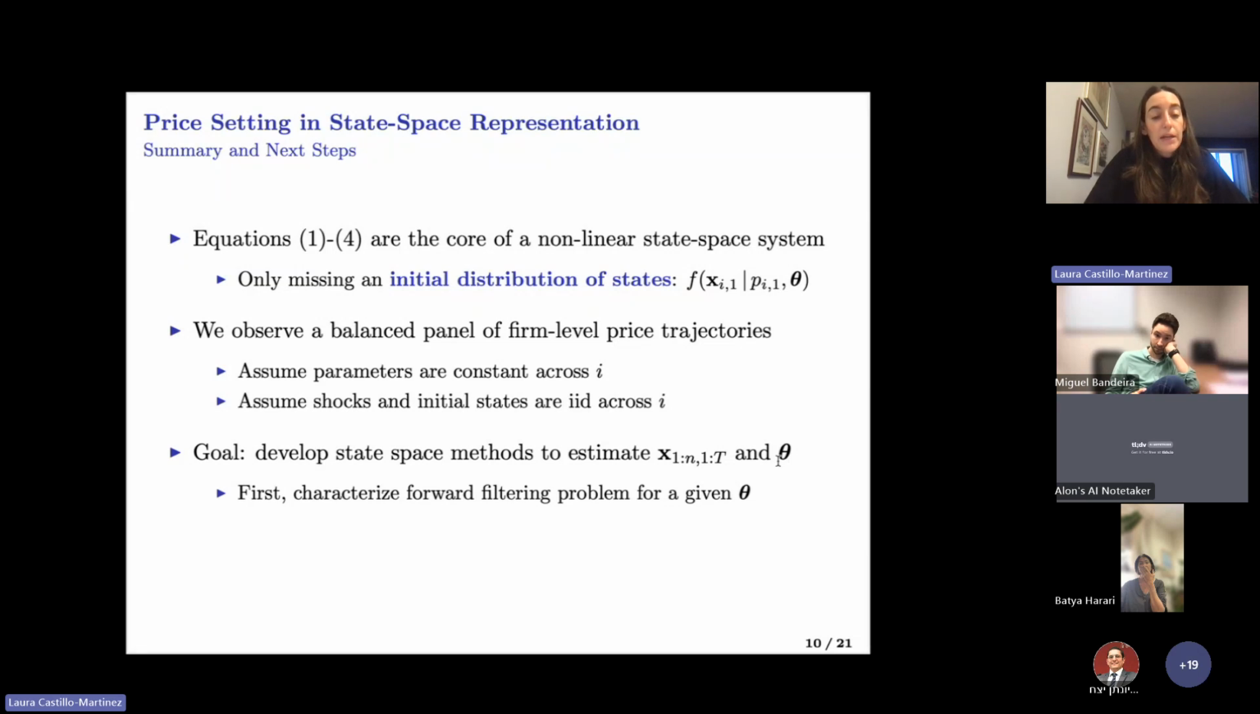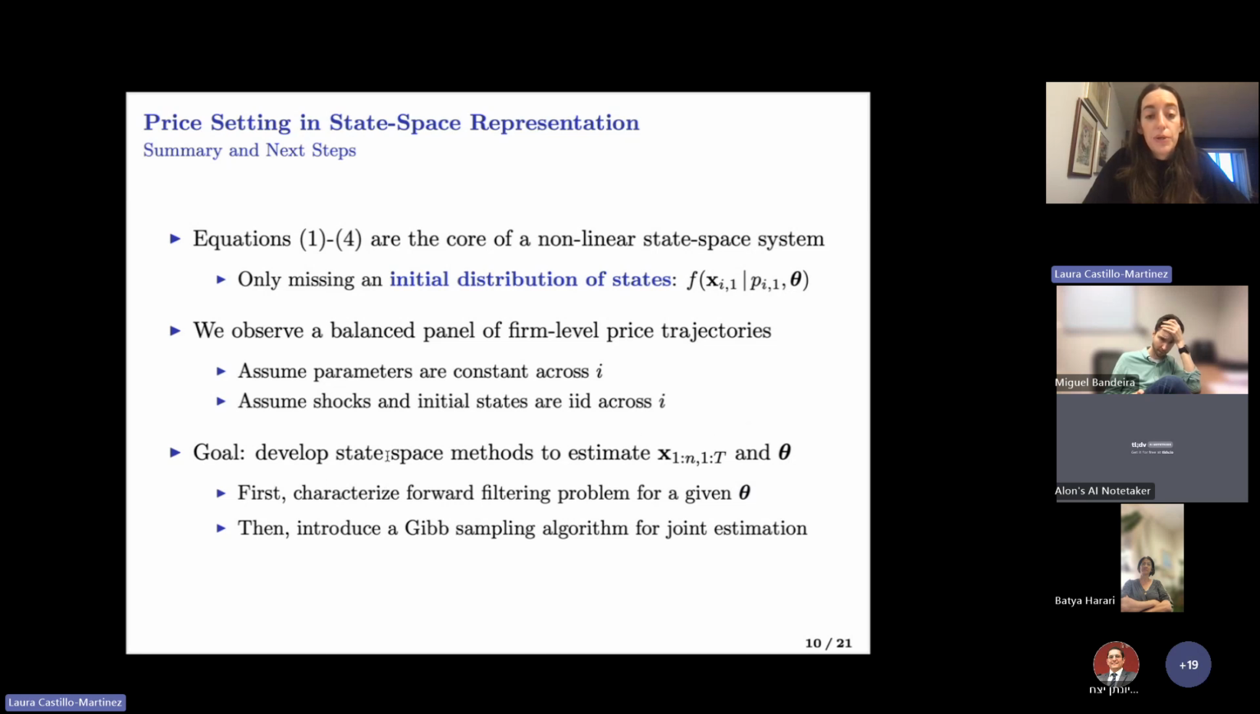We're going to do it in two different steps, or at least my explanation is going to come in two different steps. The first thing is we're going to be characterizing the forward filtering problem, which is going to allow us to recover what the states are given the information that we observe, provided that we take a vector of parameters constant. So we assume that we know theta, then we're going to be solving the forward filtering problem. However, we want to do these two things simultaneously.